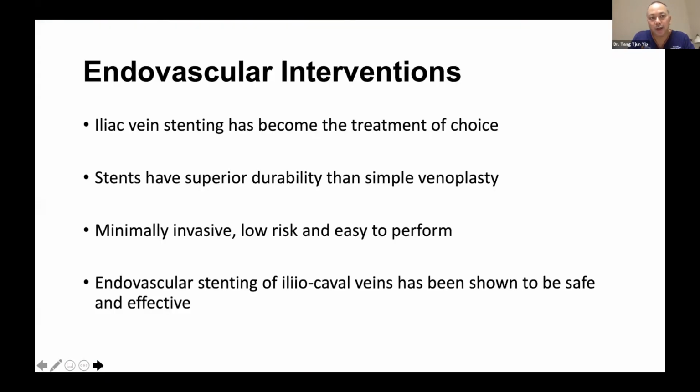So we know that iliac stenting has become the treatment of choice for these chronic lesions. Stents have superior durability than just simple venoplasty, so you should be stenting. Obviously, it's minimally invasive, it's low risk and easy to perform, and it's been shown to be safe in the iliocaval veins. And we get a lot of May-Thurner syndrome, actually, and over 50% of our cases have some sort of May-Thurner lesion, but they also get concomitant lesions down the common iliac vein.